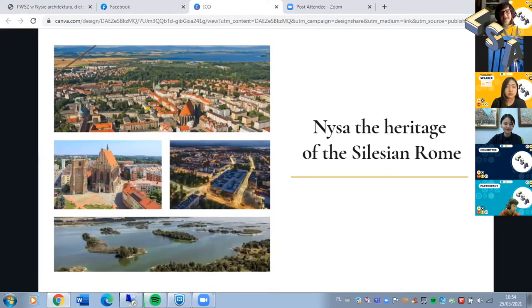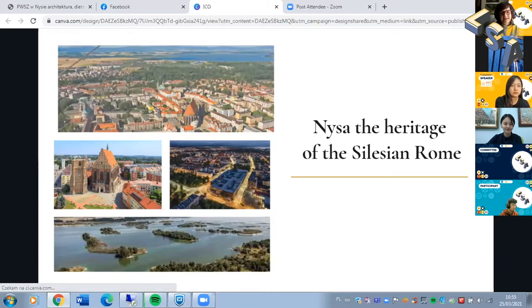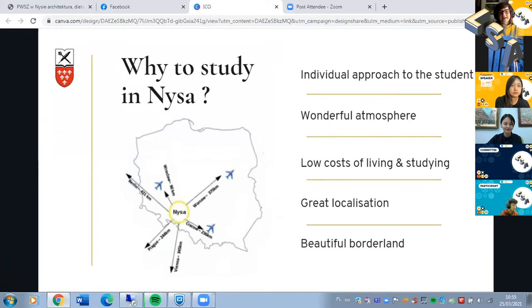Nysa has the heritage of the Silesian Rome, and it used to be a beautiful county of bishops in the past. After the war, of course, many things changed and Nysa was much destroyed. However, in the city and around, we find a lot of evidence of the past history, beautiful churches, Nysa has many of them, and beautiful nature, which you can really enjoy during your stay in Nysa when you choose it as a destination. Here, you see some reasons why to study in Nysa.